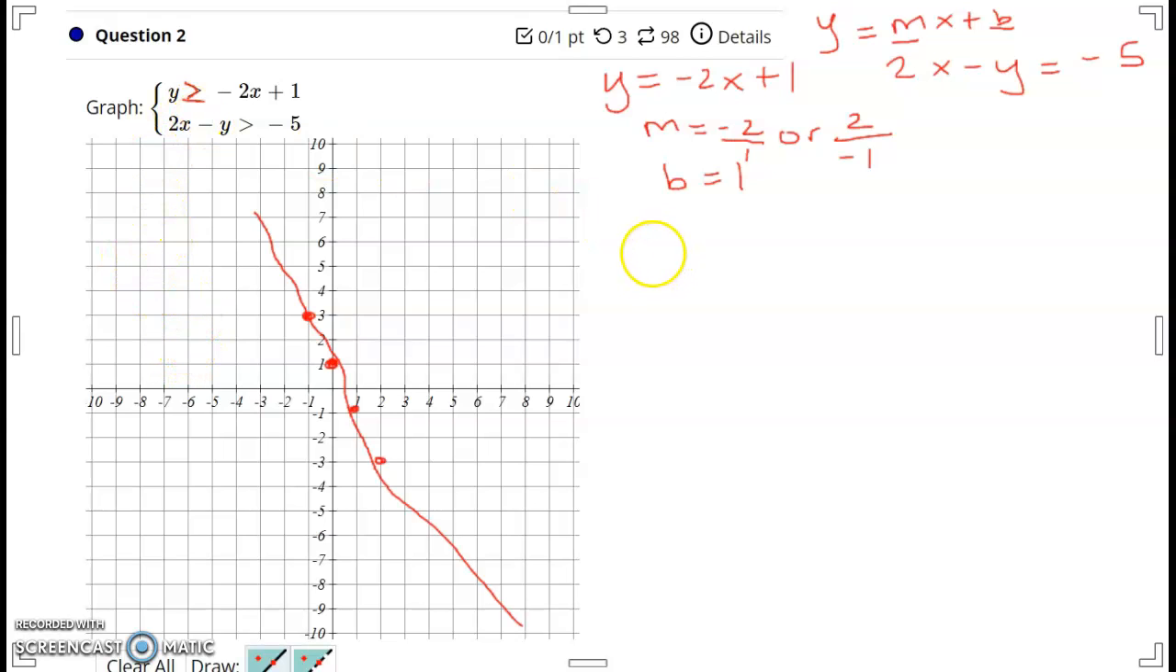So when we shade it, I like to do a test point. Since it doesn't cross through the point 0, 0, I will choose that one. So let's plug in 0, 0. We get 0 is, and this is where you do need to use the inequality, 0 is greater than or equal to negative 2 times 0 plus 1. So 0 ends up just being greater than or equal to 1. Is that true? Well, no, 0 is not greater than 1, and so the side we would shade would be this.